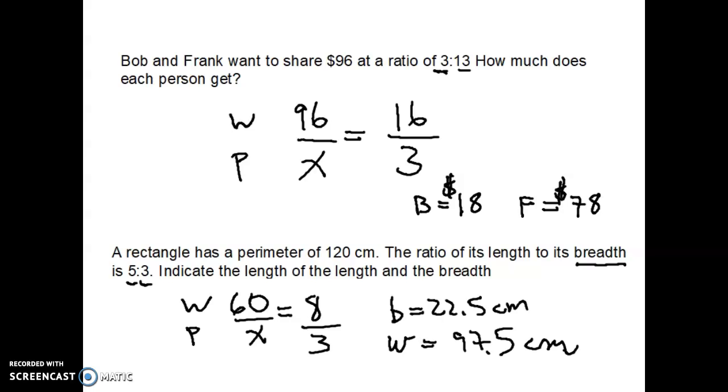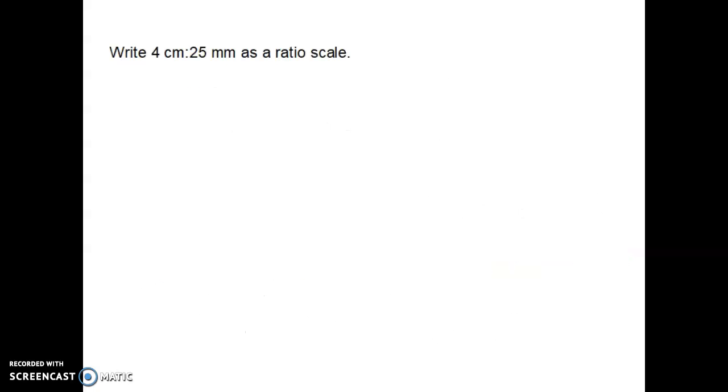Here's the solution. Now for ratio scales, we just want to get them to be the same units, and then we're going to simplify. 40 millimeters is the same as 4 centimeters, so we're just going to get the units to be the same, and then we're going to simplify it as far as we can. So we're going to wind up with 8 to 5. Anyway, simplify it and then write it without the units.